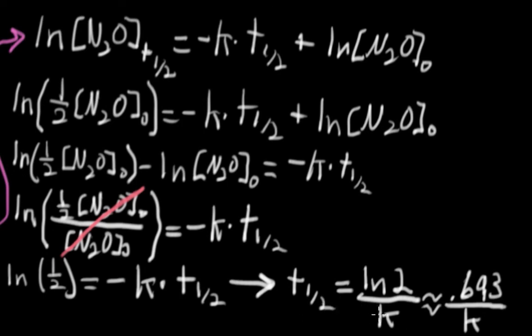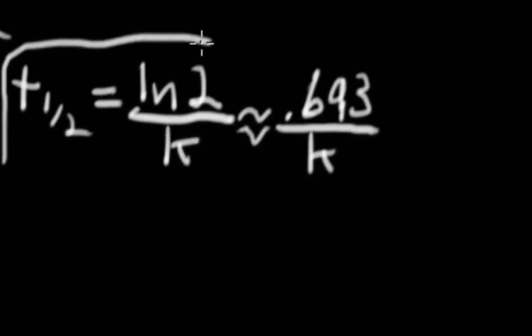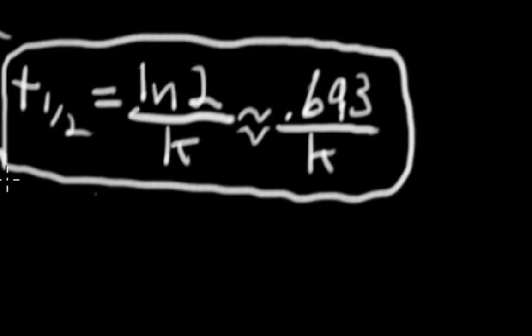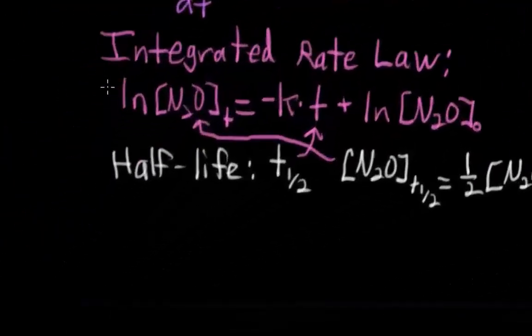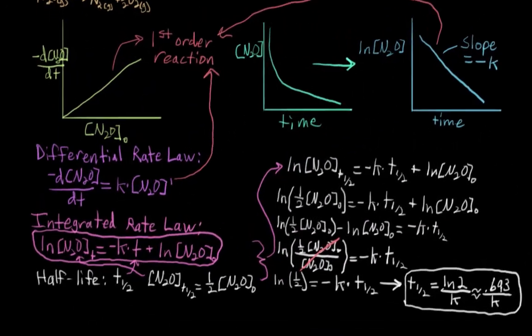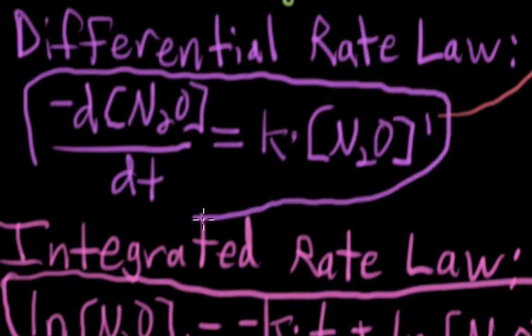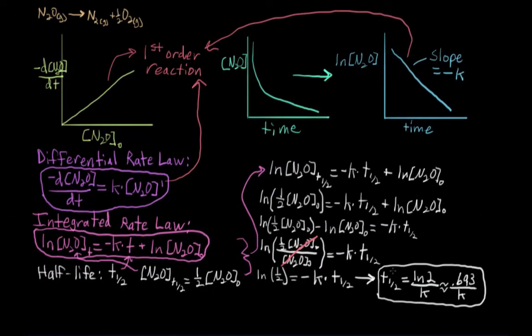What this tells us is that the half-life of this reaction doesn't actually depend on the concentration of N2O gas. It is only dependent on the rate constant k, which is specific to each reaction at a given temperature. Again, this is our half-life equation and the approximation. And then we have our integrated rate law equation. And finally, we have our differential rate law equation. And these are the big three equations associated with first-order reactions.